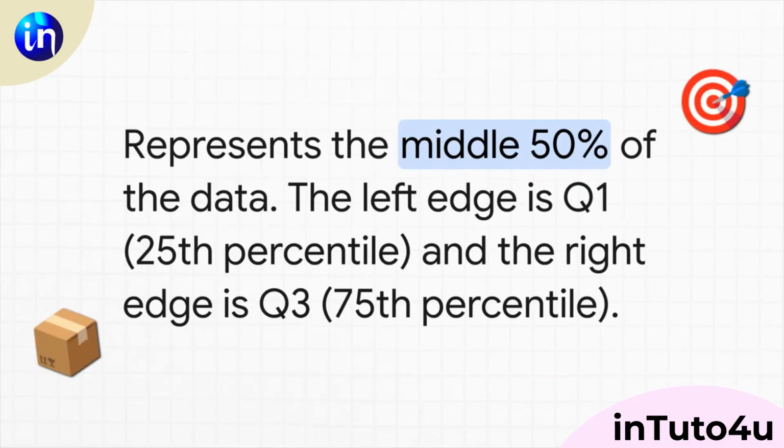Let's zoom in on the box itself, because this is the heart of your data. It represents the middle 50% of all your values. The left edge marks the first quartile, Q1, which is the 25th percentile. And the right edge marks the third quartile, Q3, the 75th percentile. So that means half of all your data points are living right inside this box.